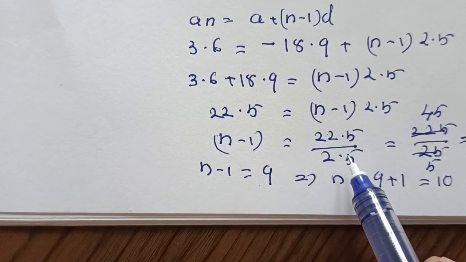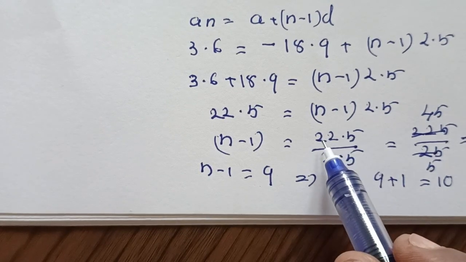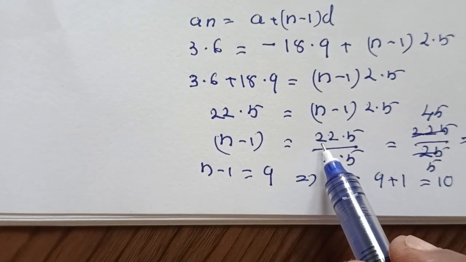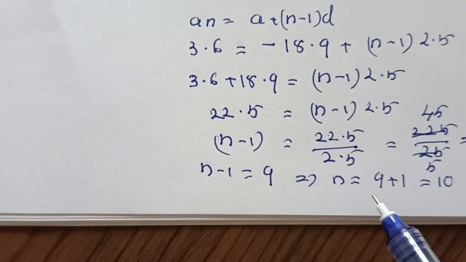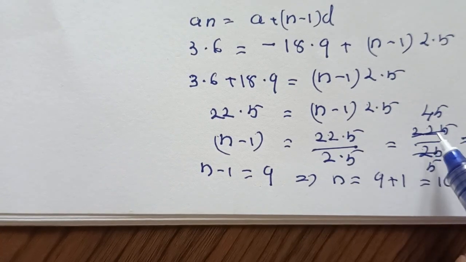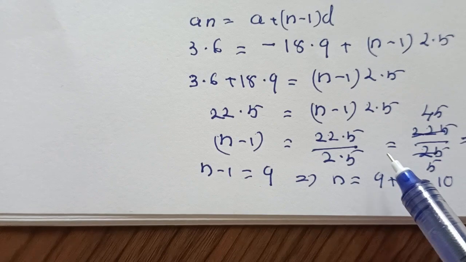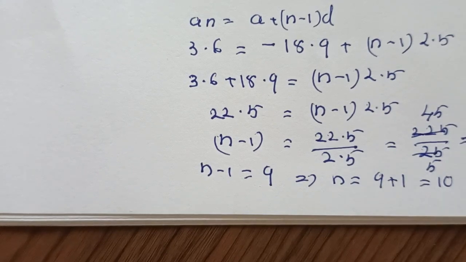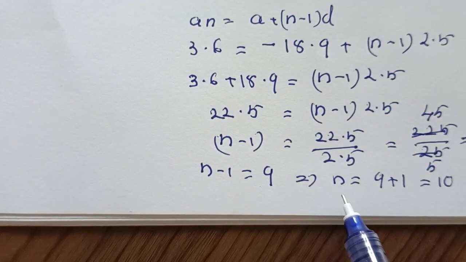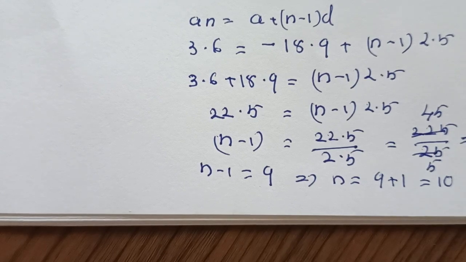Here both are having the same number of decimals. Since they both are having the same number of decimals, we can remove the decimals, that is 225 by 25 after multiplying both numerator and denominator by 10. After cancellation, we get n minus 1 equal to 9. From that, n equal to 9 plus 1 equal to 10.